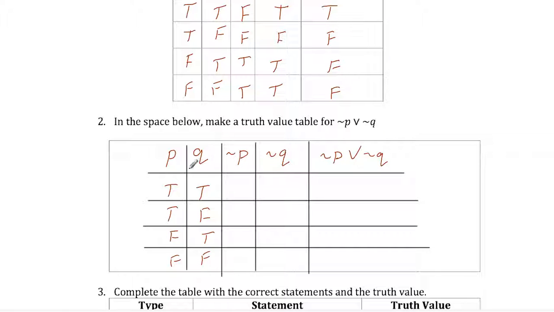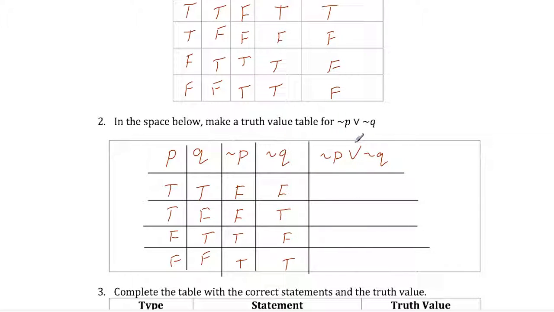Not P is going to be the opposite of the P column. So if we have true, true, false, false, we're going to have false, false, true, true. Not Q, it's going to be the opposite of the Q's. So false, true, false, true.